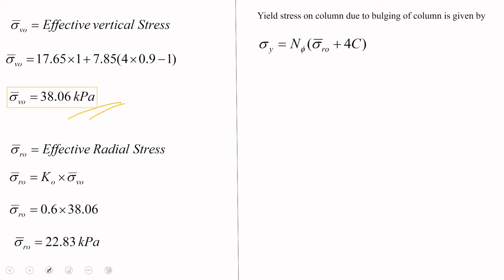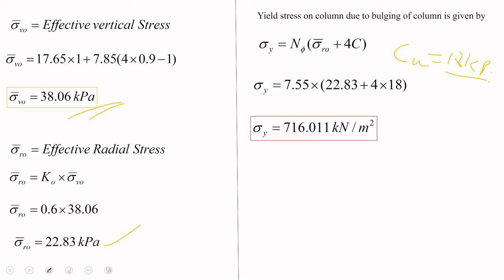Okay. Now, yield stress on a column due to bulging of the column is given by this equation which we have seen in the initial one. So we know all the values: n phi, sigma r0 and 4c. So you just substitute n phi we have calculated as 7.55, sigma r0 we just calculated 22.83, plus 4 into C. What is C? C is nothing but Cu, given in the question as 18 kilopascal. So when you do the calculation, sigma y will be equal to 716.001 kilonewton per meter square. Have all of you understood this?